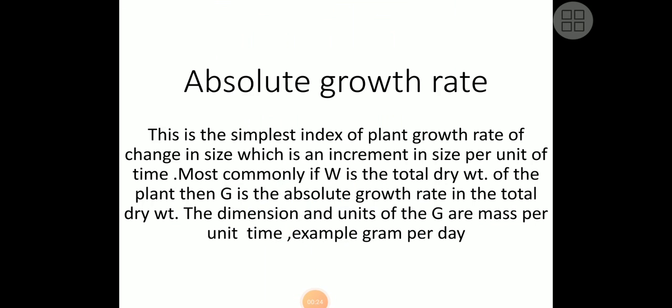Absolute growth rate. This is the simplest index of plant growth: the rate of change in size, which is an increment in size per unit of time. Most commonly, if W is the total dry weight of the plant, then G is the absolute growth rate in the total dry weight. The dimensions and units of G are mass per unit time. An example is gram per unit.